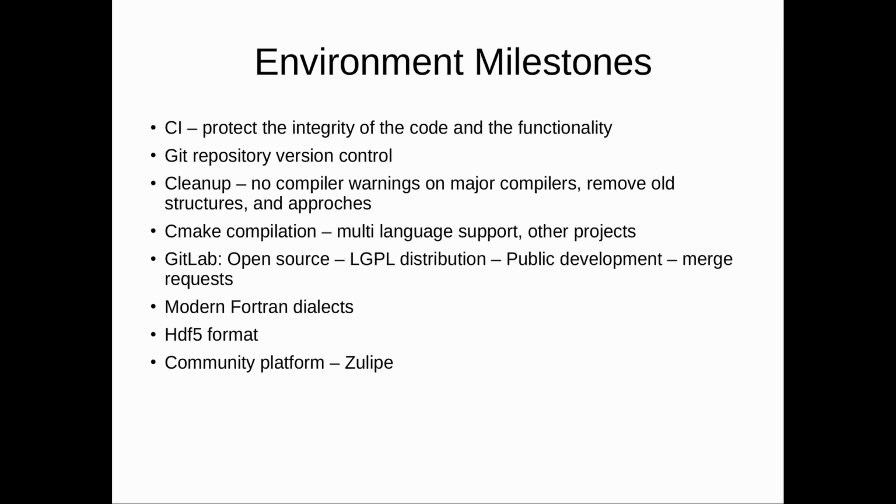Also, we started to realize that we need to get the code as clean as possible because we want to have it on as many platforms as possible. So during the years, we now have a code that more or less compiles without any compiler warnings. We're removing old structures and old approaches. Before, we had developed our own script to install and compile the code. Nowadays, we're using the CMake resources.